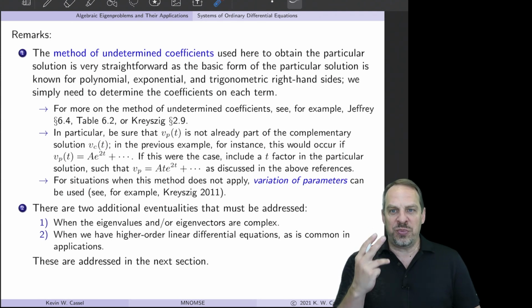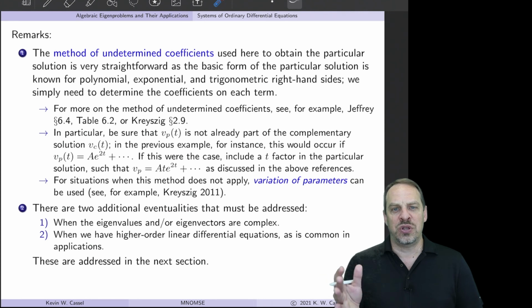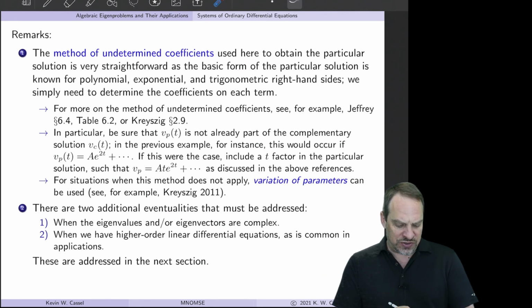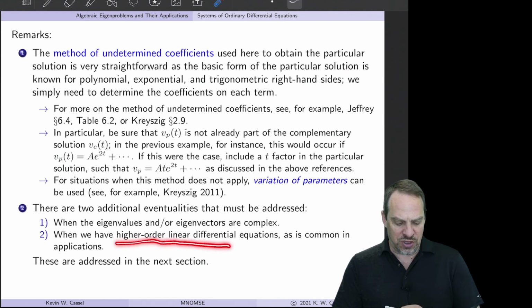Now, there's still a couple of situations that we have not yet talked about. So we looked at a homogeneous example. We've looked here at a non-homogeneous example. We have not looked at a situation where the eigenvalues and or the eigenvectors are complex. So we need to take a look at that. We also haven't looked at the situation where we have higher than first order linear differential equations. So we need to look at both of those, and we will do so in the next video.